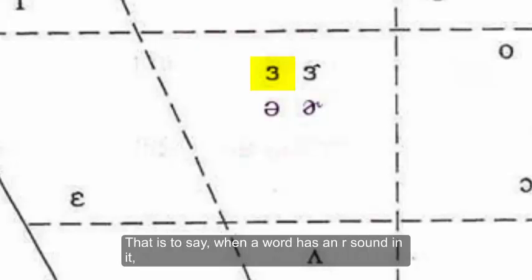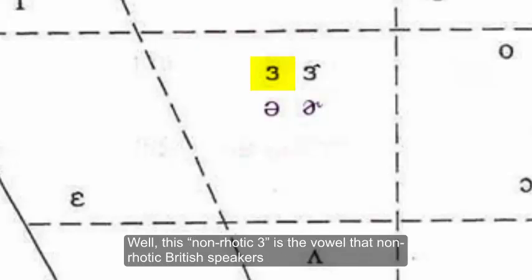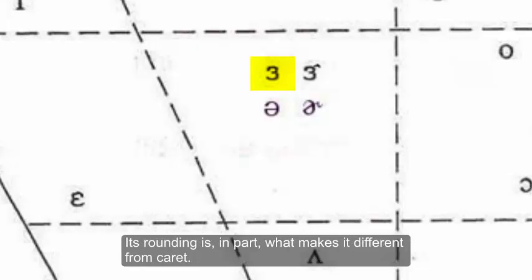That is to say, when a word has an R sound in it, most of the time a British speaker will produce this sound without rhoticity. Well, this non-rhotic 3 is the vowel that non-rhotic British speakers will typically produce for these sounds. It's mid-central, it's stressed, and it's rounded. Its rounding is, in part, what makes it sound different from carat.